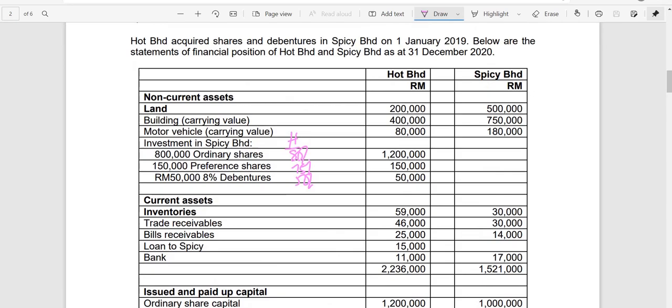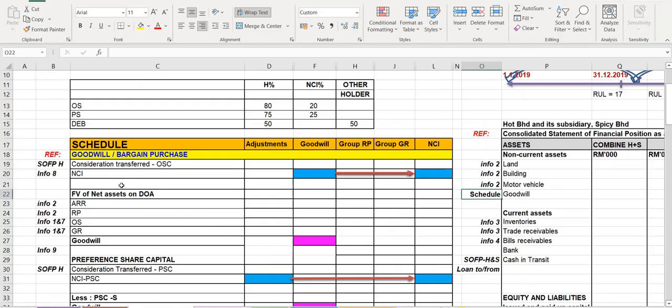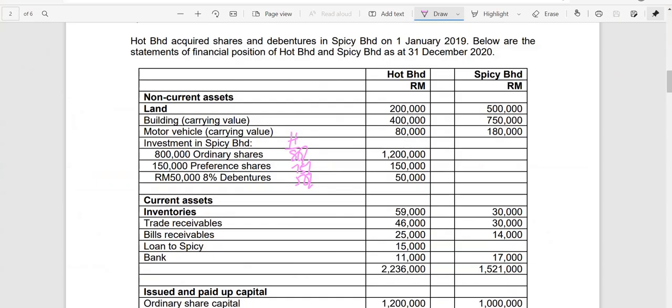So let's look at what we have been doing before this. We are now going to proceed with the preparation of schedules. The first thing that you need to do is to calculate the goodwill. To calculate the goodwill, you start off with the acquisition of the ordinary share. So you have to put the figures correctly here. The figure will be taken from the information in the question, the consideration transfer. What you have in this box are the consideration transfer.